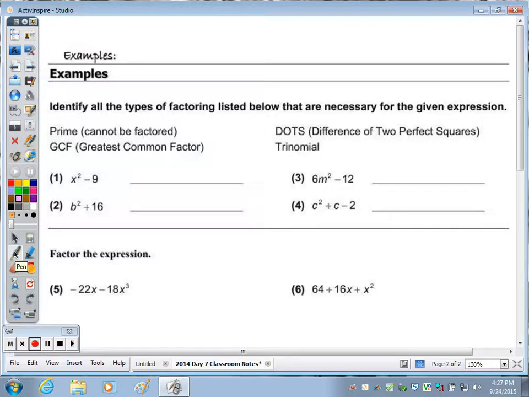The answers to 1 through 4: number 1 is the difference of two perfect squares. I have the even exponent and then the two squares, so this is DOTS. And looking at that as well, there is no GCF. And number 2, b squared and 16, there is no GCF. It's not DOTS, even though these two expressions and numbers are perfect squares, it's not the difference. So this is prime, as it's not a trinomial.